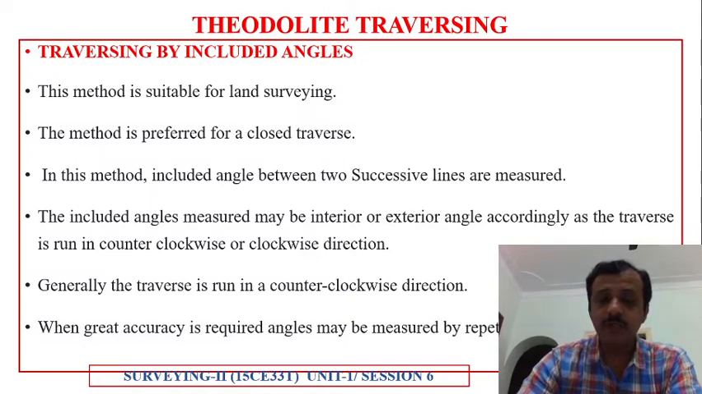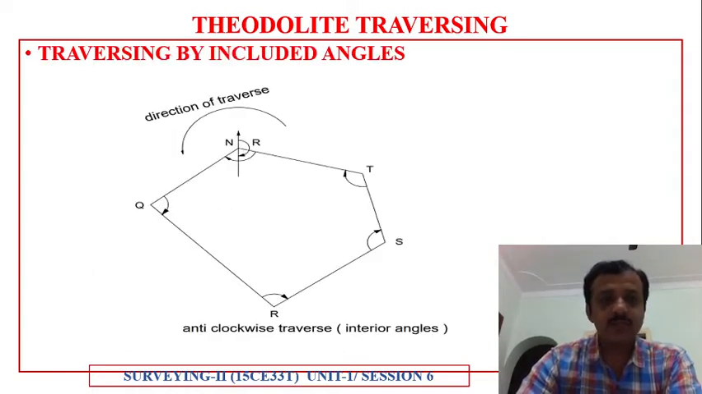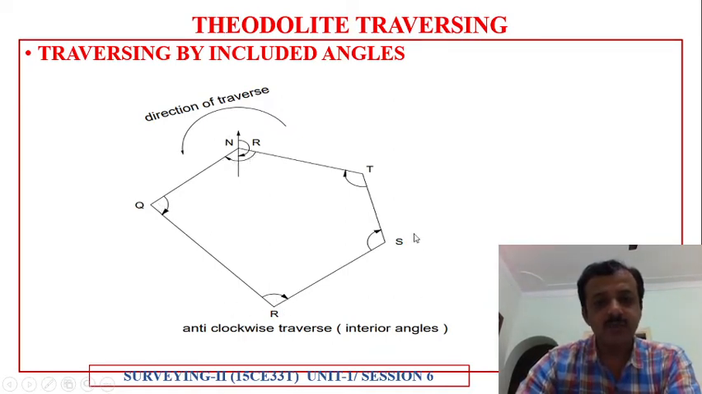So we are going to measure the length of the line and also the included angle between two successive lines. This is a traverse by the included angle method, right? What we are going to do, this is the anti-clockwise direction. This is the direction of traverse, anti-clockwise traverse. The interior angles we are going to measure. These are the interior angles between two successive stations.